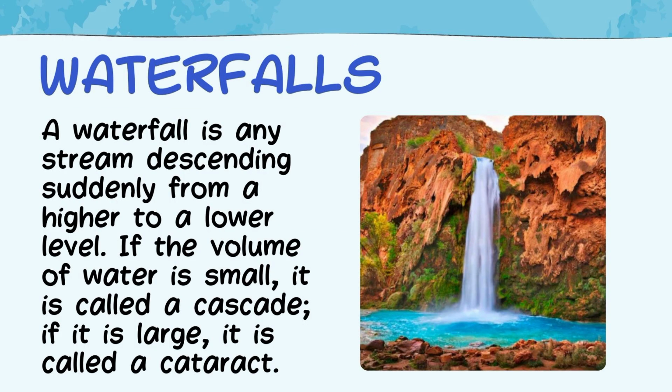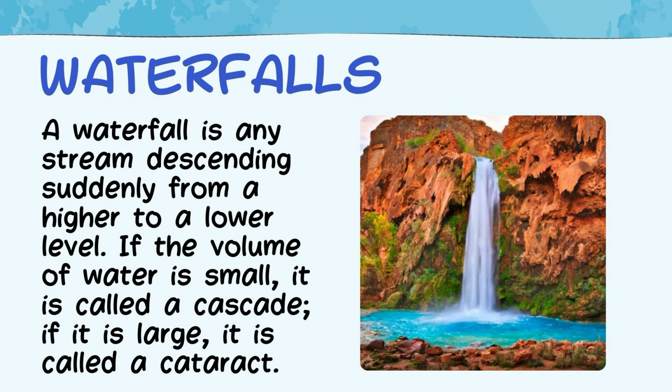A waterfall is any stream descending suddenly from a higher level to a lower level. Now, there are two classifications of the waterfall based on the amount of water present. If the volume of the water in a waterfall is small, it is called a cascade. If it is large, it is called a cataract.